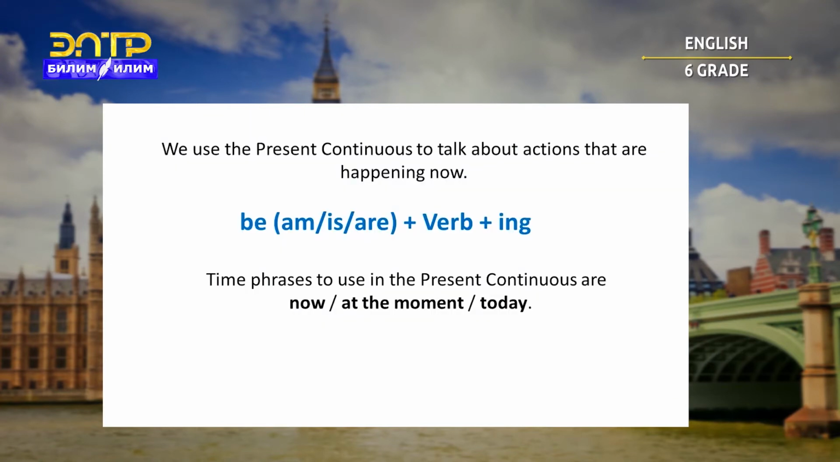Now, let's remember the rules again. We use the present continuous to talk about actions that are happening now. The form of the present continuous: the verb be, forms am, is, are, plus verb with ing. Time phrases to use the present continuous are now, at the moment, today.